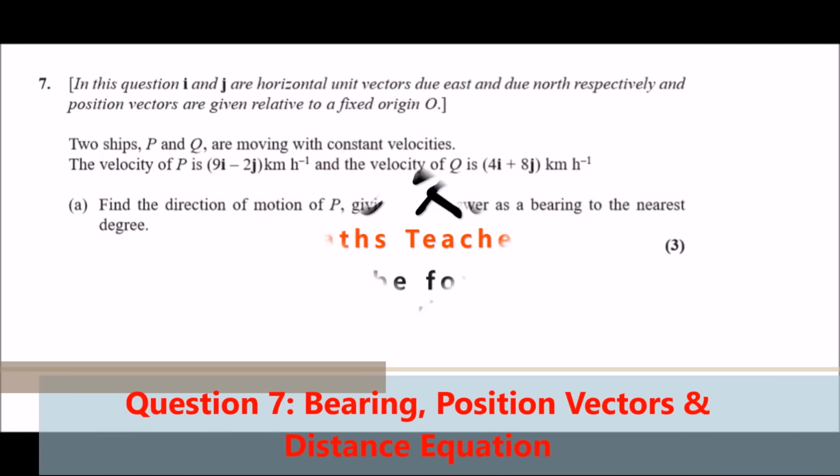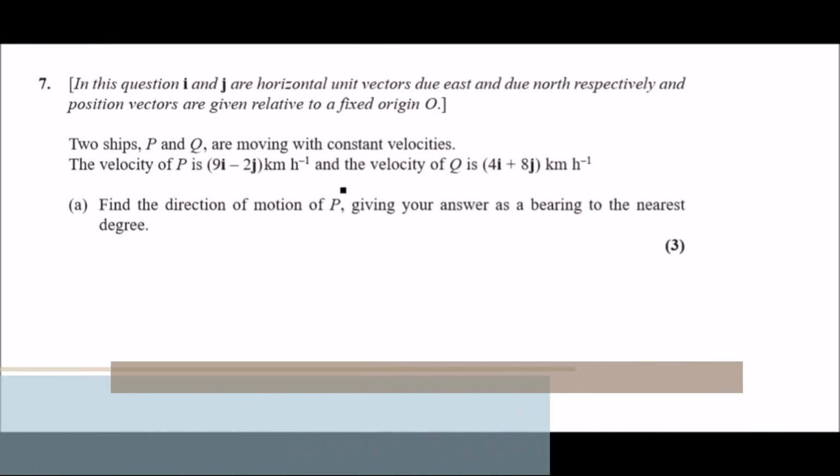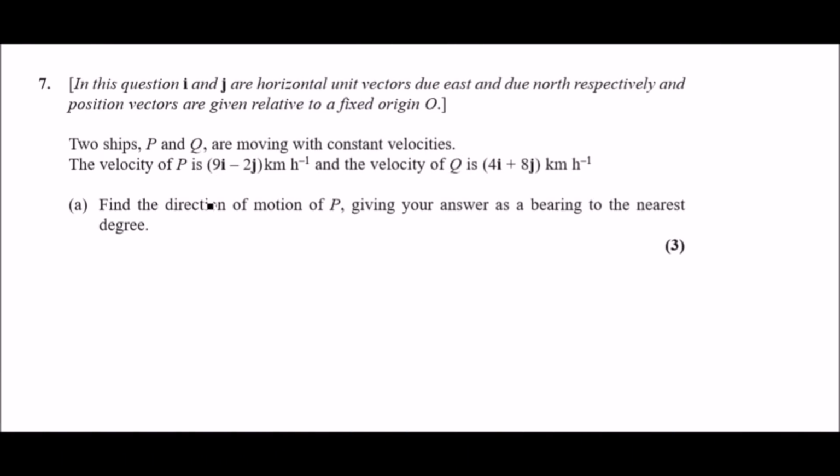Two ships, P and Q, are moving with constant velocities. The velocity of P is 9i minus 2j. So let's just note that down. Whereas the velocity of Q is 4i plus 8j, and they're both measured in kilometers per hour. So make sure we definitely remember that for a later question. Anyway, for this one, we just need to calculate the directional motion of P, giving your answer as a bearing.